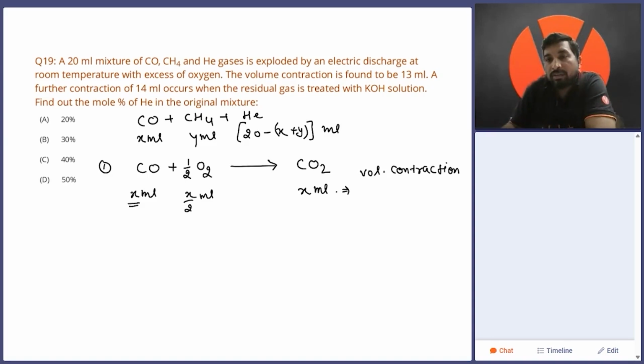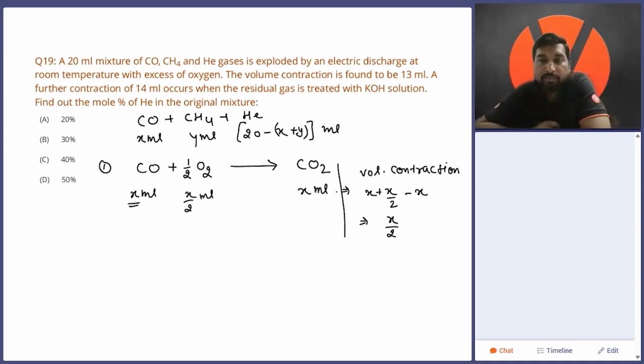from here, that should be the X plus X by 2 minus X. That is a volume contraction. So what is the volume contraction from here? That is X by 2. Okay. Right now for the case 2.